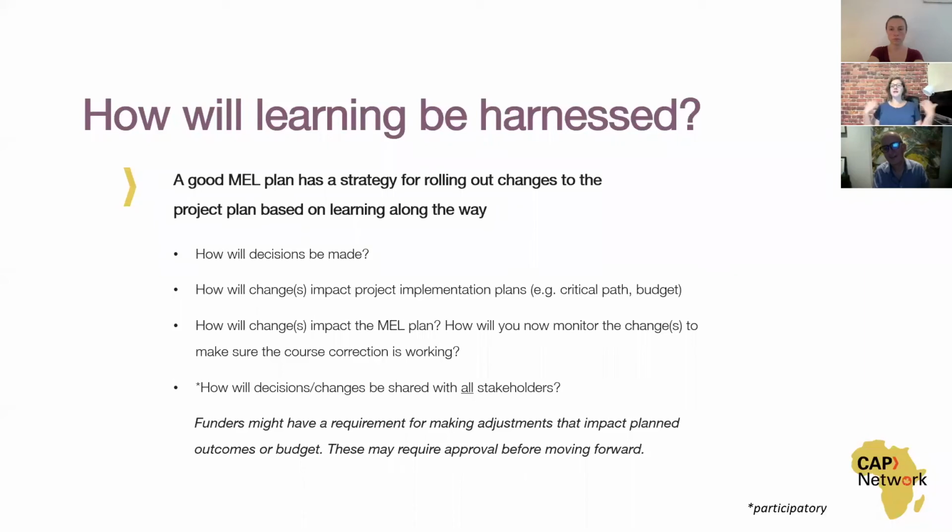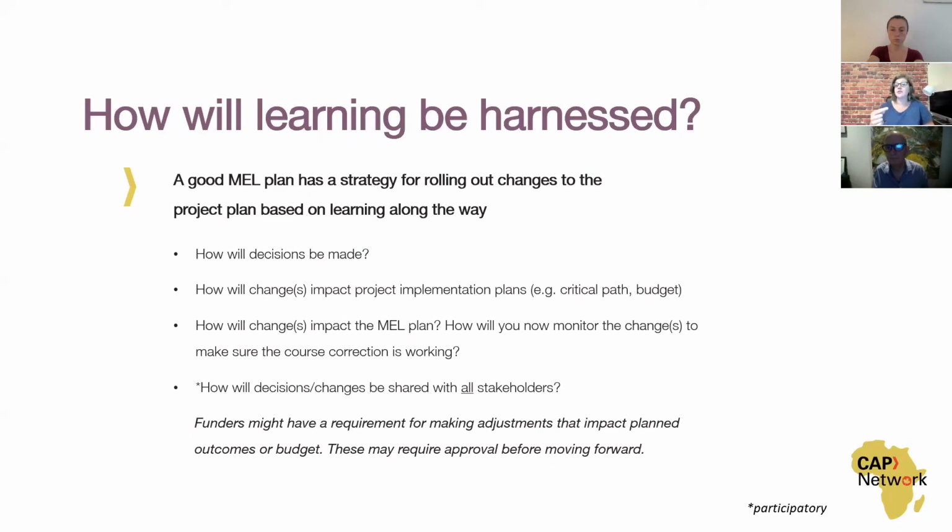But generally speaking, internally, how do you make decisions around course corrections or changes that you need to make to a project? Who is the final authority on those decisions? Who needs to be part of those discussions? If you're making changes to your project implementation plan, keep in mind that you're going to need to make some changes to your monitoring and evaluation and learning plan as well.